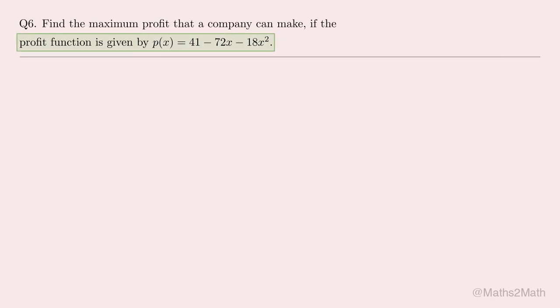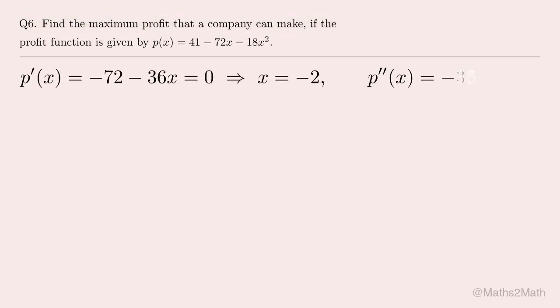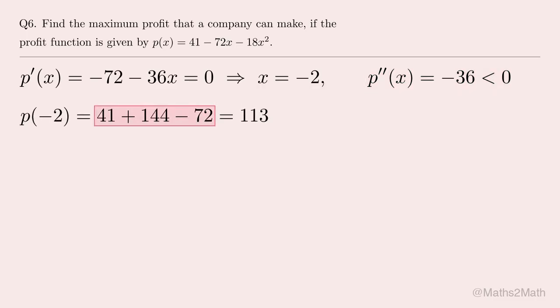Question 6. A downward parabola of profit, 1 critical point, 1 second derivative check. Set the derivative to 0. X equals minus 2, and the second derivative minus 36 confirms a maximum. The maximum profit is P at minus 2. 41 plus 144 minus 72, which is 113.